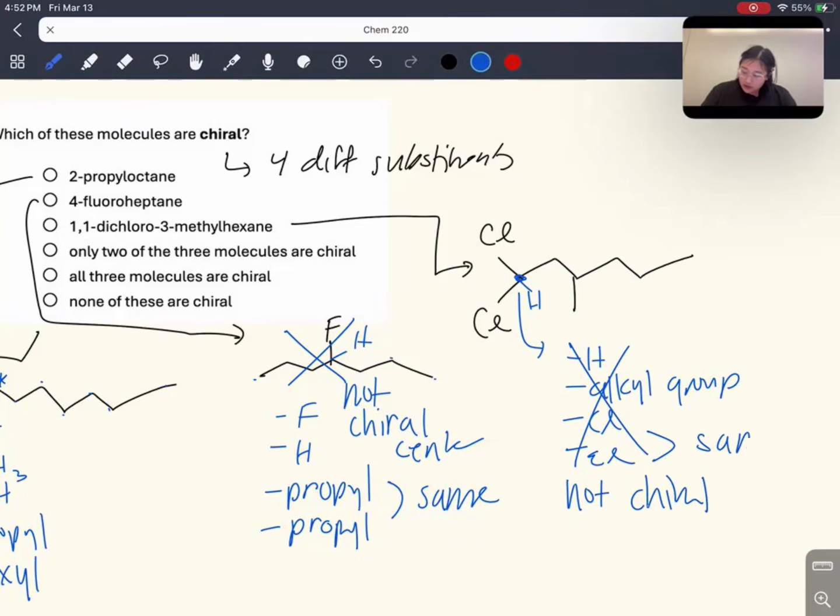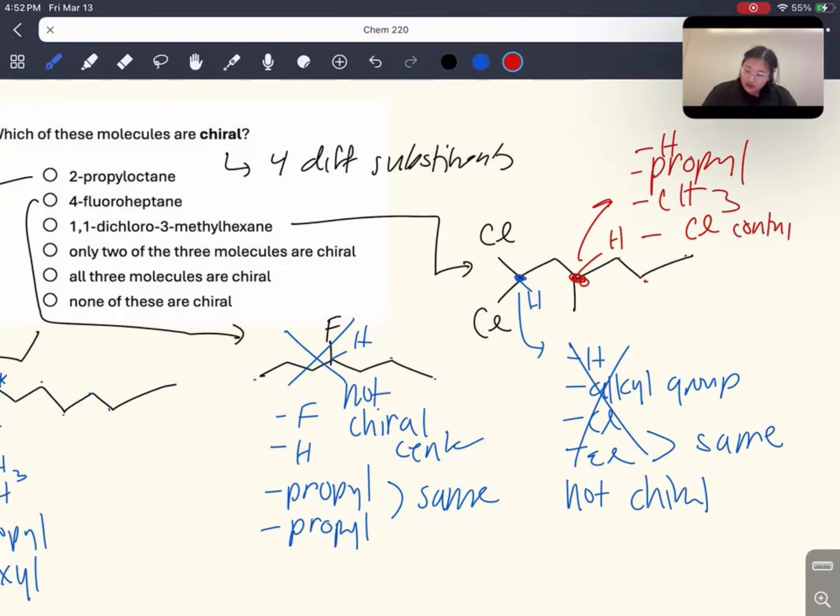Now let's look at this center, right? So we have an H, we have a propyl group, we have a methyl, and then we also have this chlorine-containing alkyl group. So yes, this is a chiral center.